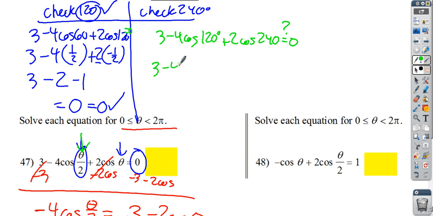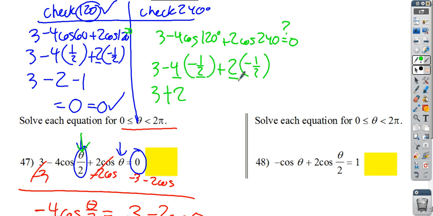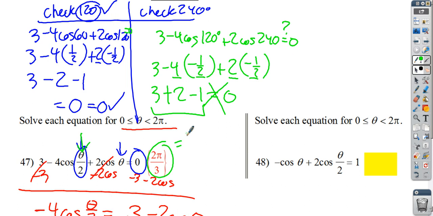So 3 minus 4 times cosine of 120, which is negative 1/2. Cosine of 240 is also negative 1/2, so let's check this. 3 minus negative 4 times negative 1/2 is positive 2, and 2 times negative 1/2 is negative 1, and this right here, that equals 4, it does not equal 0. So 240 is an extraneous solution. That means 120 is the only valid one, and 2 pi over 3 is 120, just in radians.